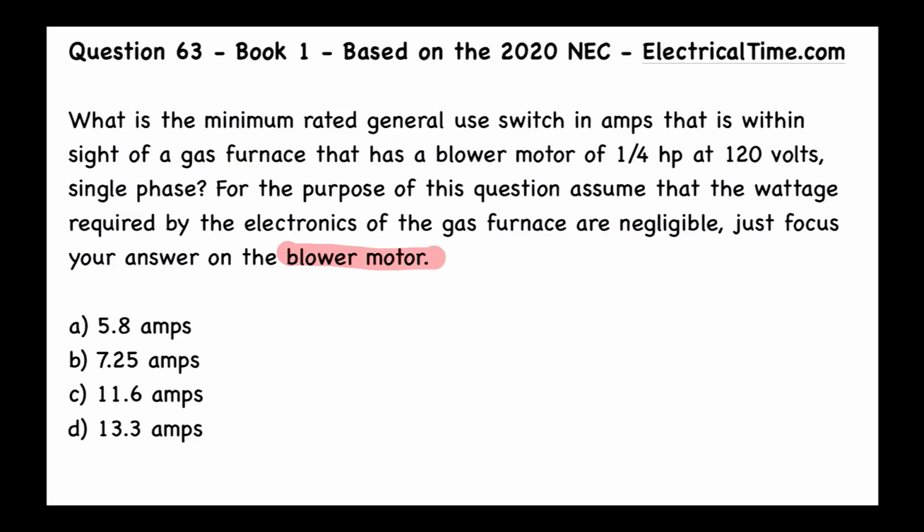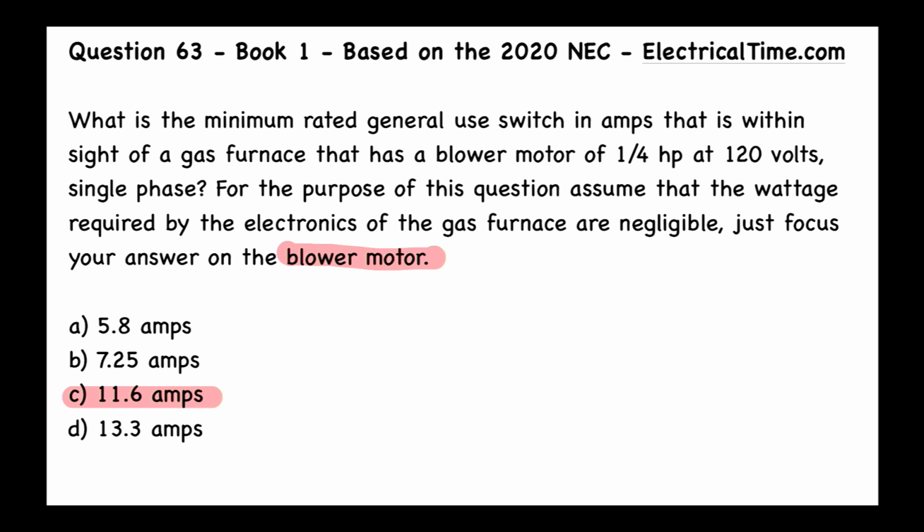And the answer to this question is going to be C, and that's going to be 11.6 amps. And again, we're looking for something called a general use switch, and we're determining what the minimum ampacity of the switch has to be. That switch has to be in sight of the gas furnace, in our example, and the blower motor is 1/4 horsepower at 120 volts, single phase.